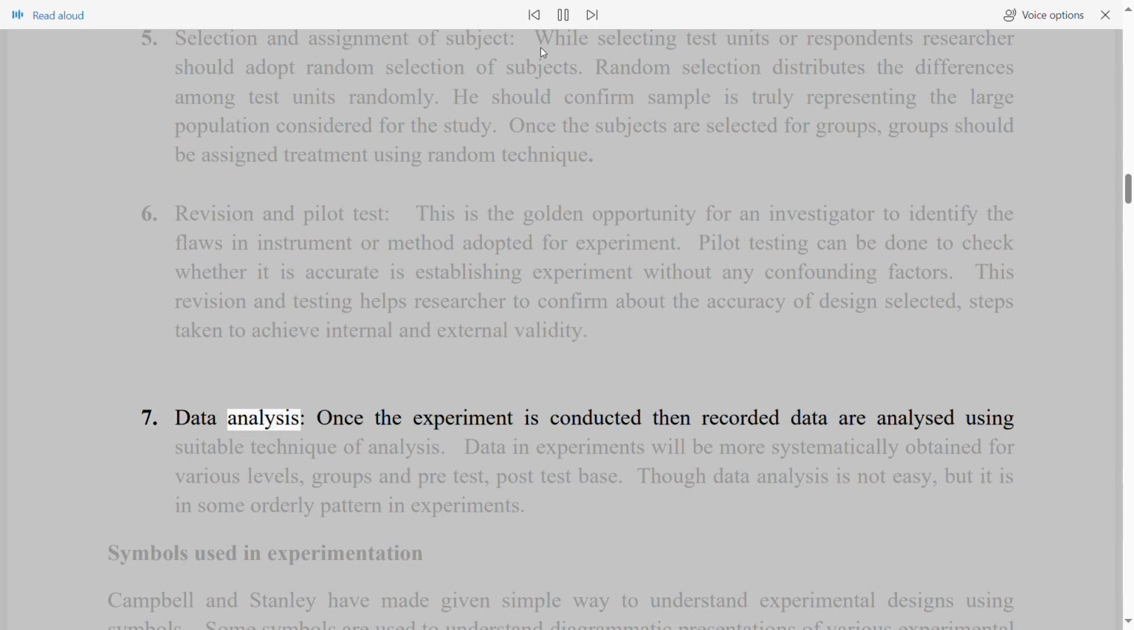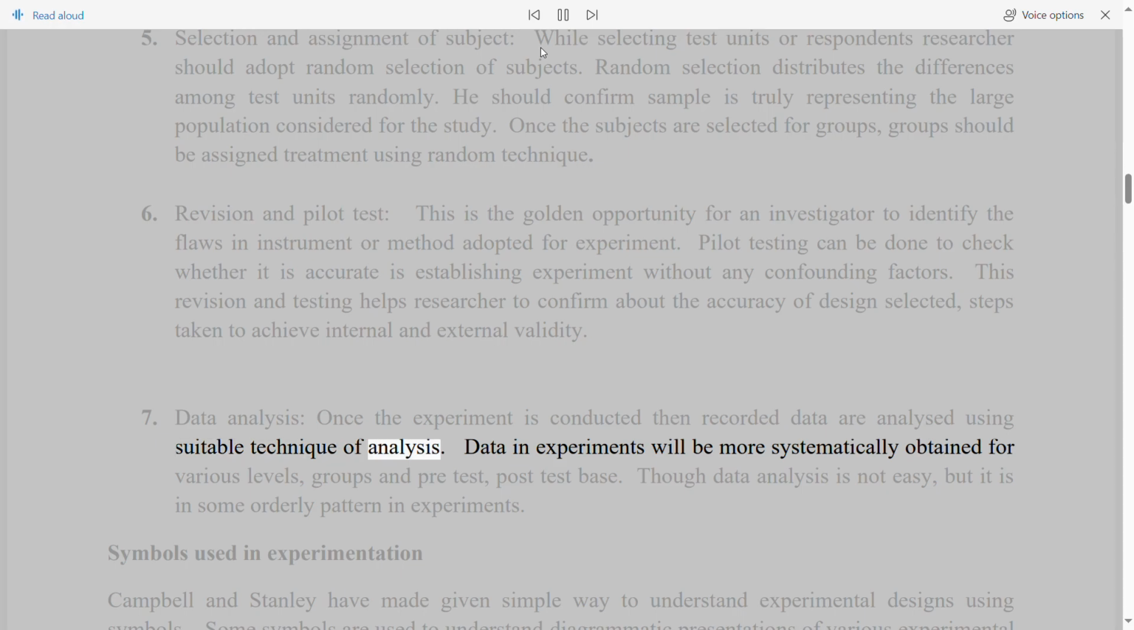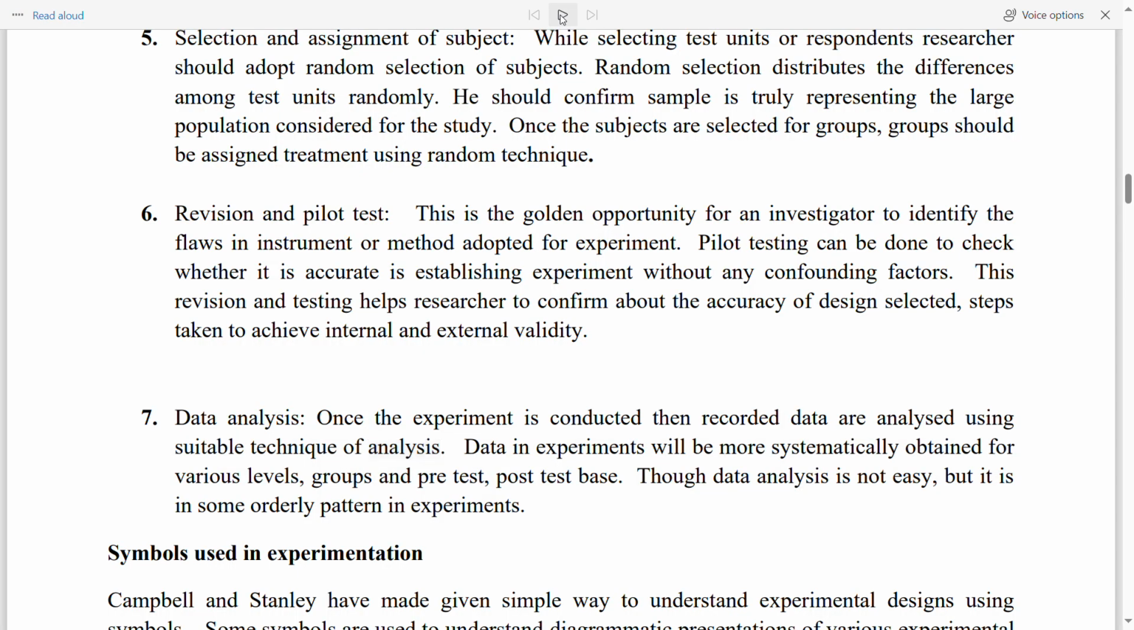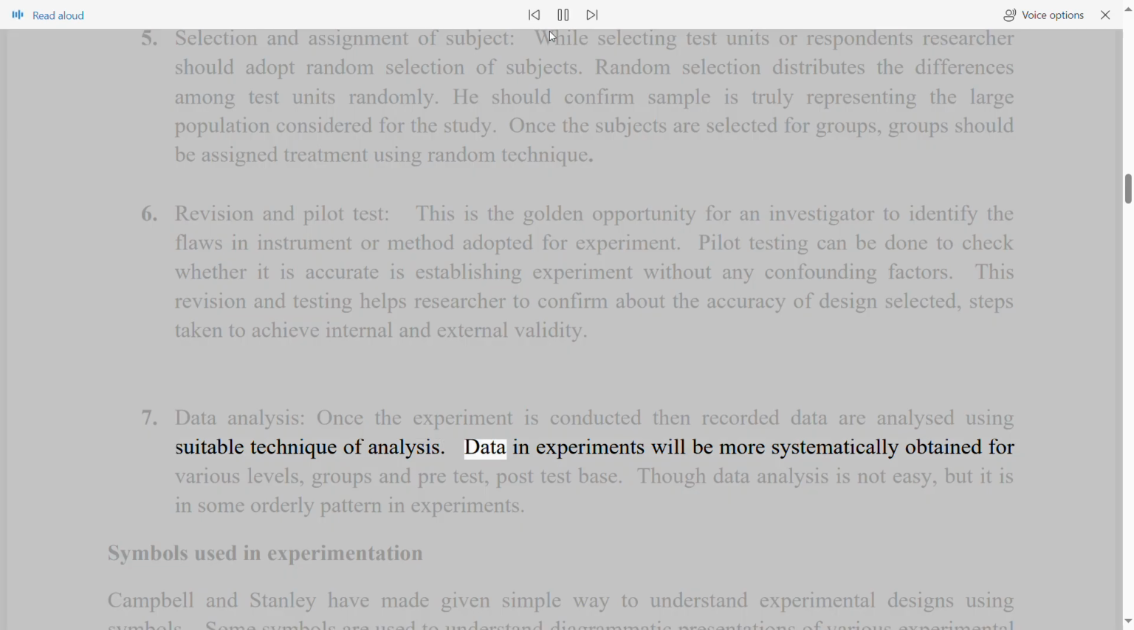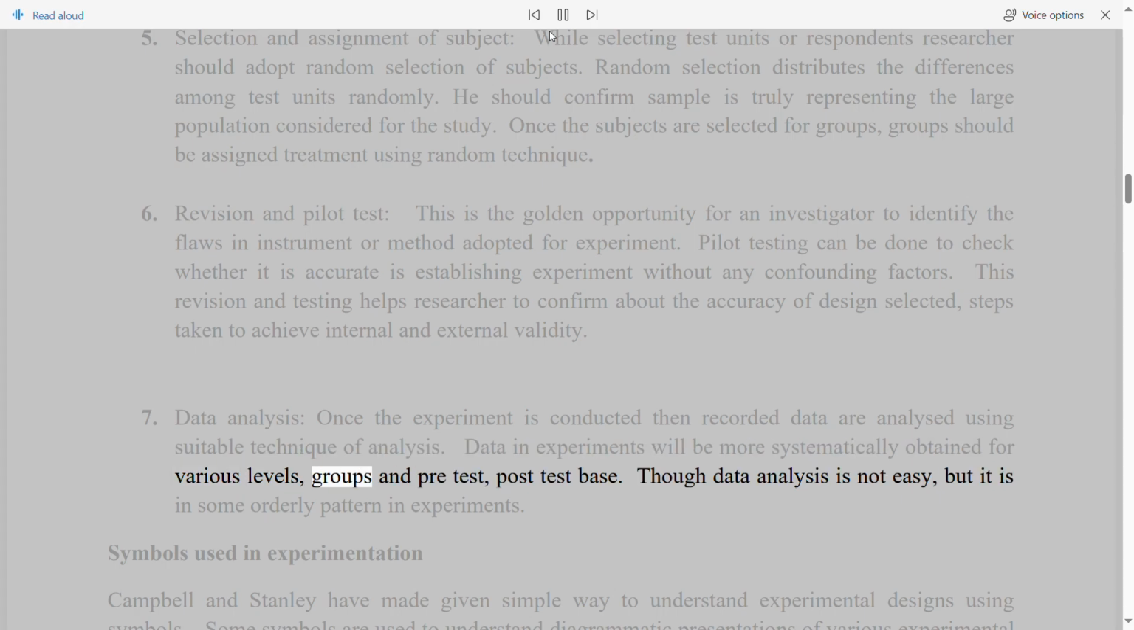7. Data analysis. Once the experiment is conducted, the recorded data are analyzed using a suitable technique of analysis. Data in experiments will be more systematically obtained for various levels, groups, and on a pre-test, post-test basis. Though data analysis is not easy, it follows an orderly pattern in experiments.